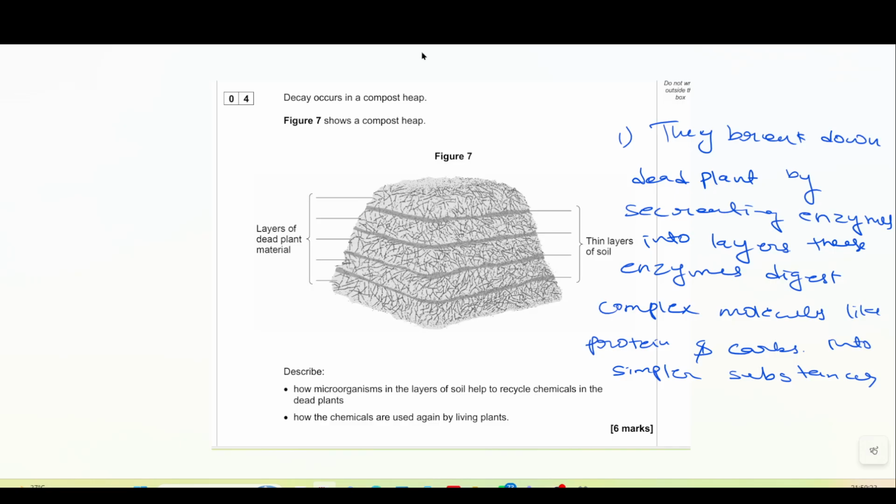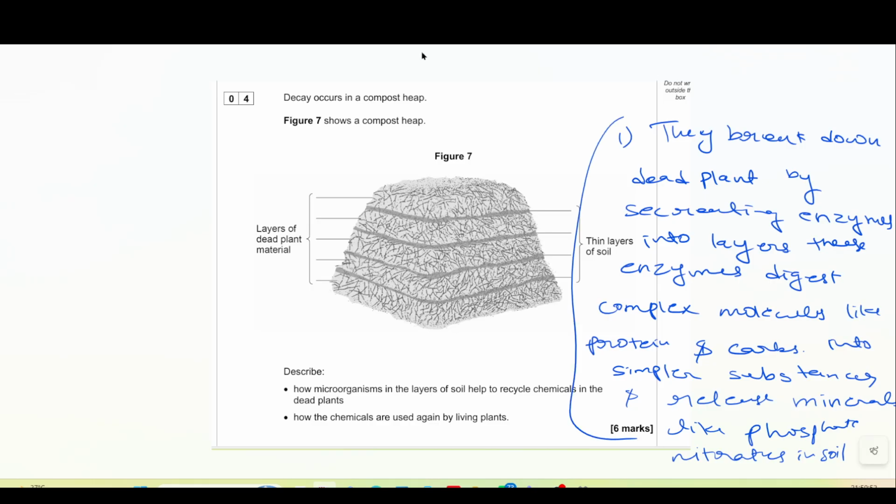Okay, yeah, and release some essential minerals. During this process, it releases minerals like phosphate, nitrates in the soil. Okay. Yeah. Next question is how chemicals are used again by living plants.